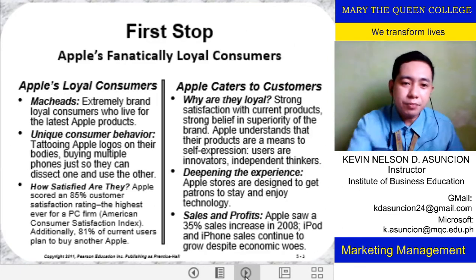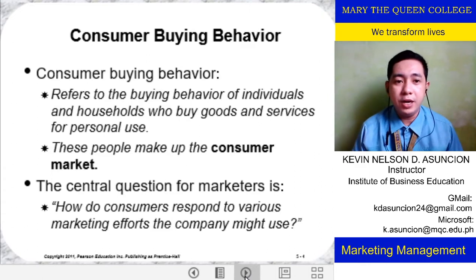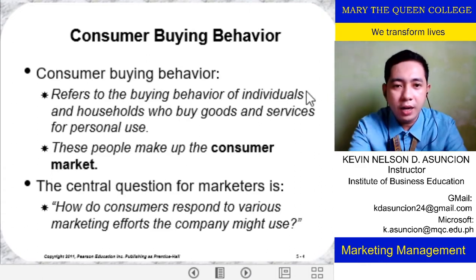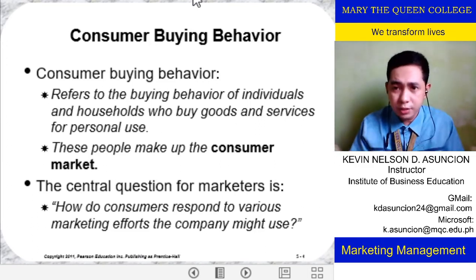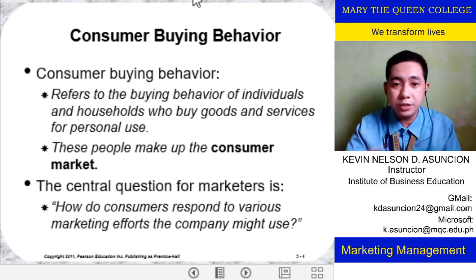So let's start. It's called consumer buying behavior, and this refers to the buying behavior of individuals and households who buy goods and services for personal use. So it's the basic behavior of people towards the product. So these people make up the consumer market.